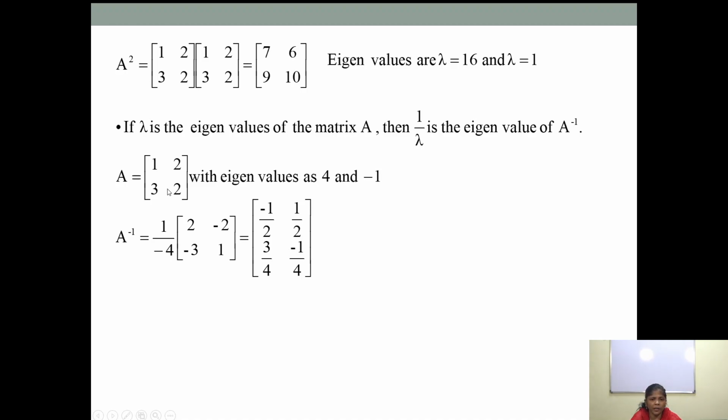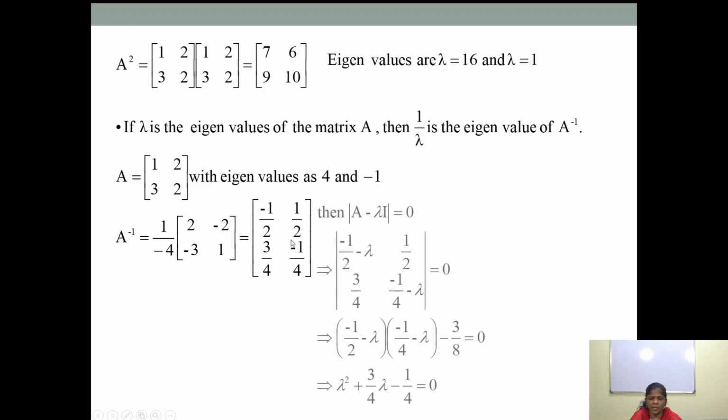What we do? Interchange diagonal elements and change the sign of the remaining elements. So it is 2 here, now it becomes minus 2. 3 here, so it becomes minus 3. So this matrix is the adjoint of A, and then divided by the determinant. What will be its determinant? Minus 4. So that's why minus 1 by 4 is in multiplication. So this is the A inverse.